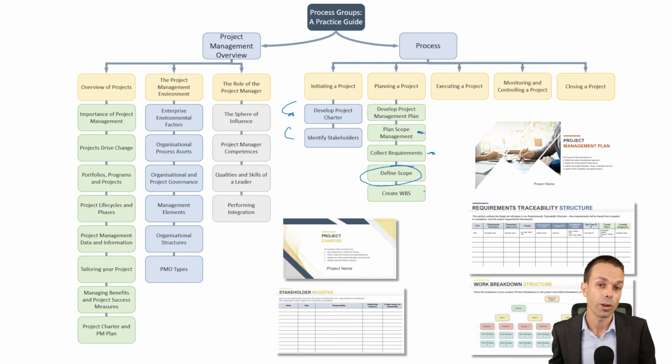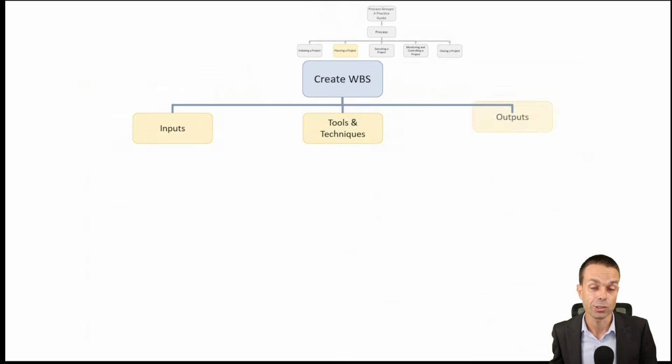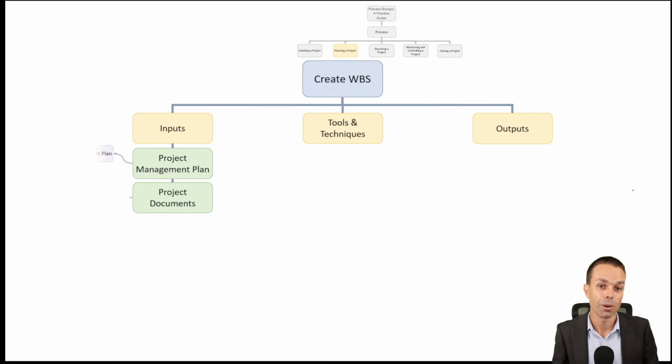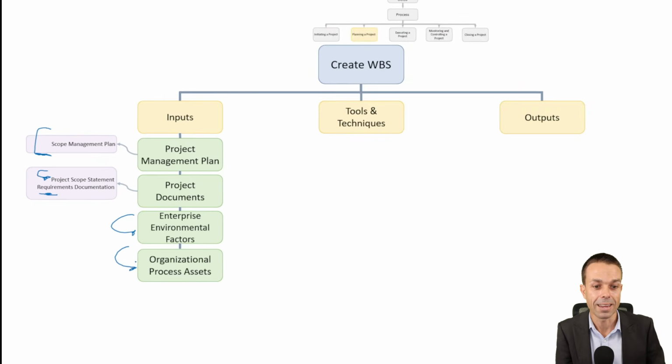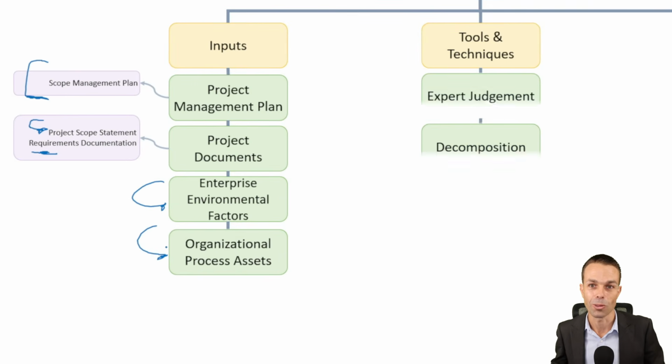As we plan, we're now creating the work breakdown structure, similar to what we're doing for the Process Groups Practice Guide. But for this, it's a project, and the inputs that we're going to need are the scope management plan to figure out the process on how we're doing what we're doing for scope, project documents, and requirements documentation. Of course, we're going to need our environment and any process assets to help us along the way.